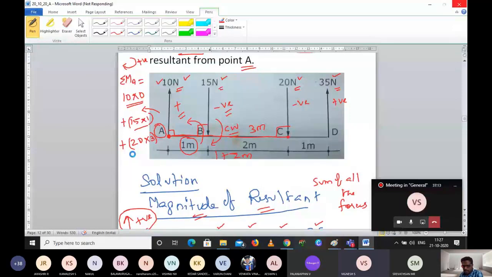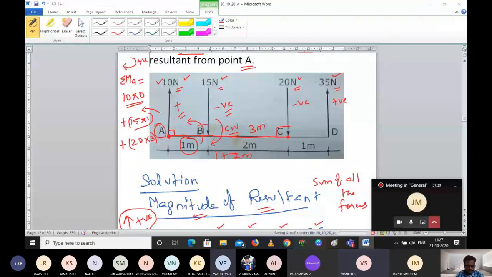Okay, next one, can you help me, Palniappan? What would be the last one? 35 into 4. So minus 35 into 4. Why? Anti-clockwise. Very good. Because from A to D we have to consider the total beam. So you are pulling AD upwards. So automatically with respect to A, the beam will rotate counterclockwise.